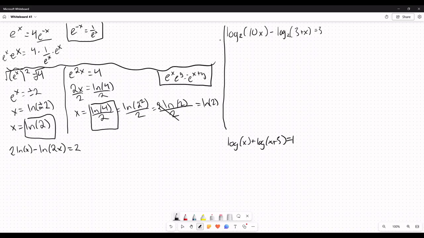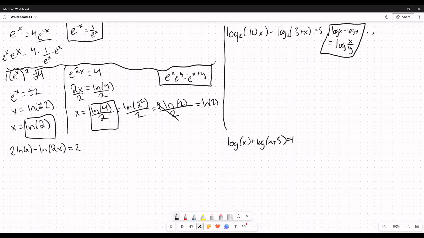Next, we're going to look at this problem where I have a couple logs separated by subtraction. And the rule we want to start with here is that log of x minus log of y equals log of x over y. So I can take 2 logs that are being subtracted and turn it into a single log that has division inside.